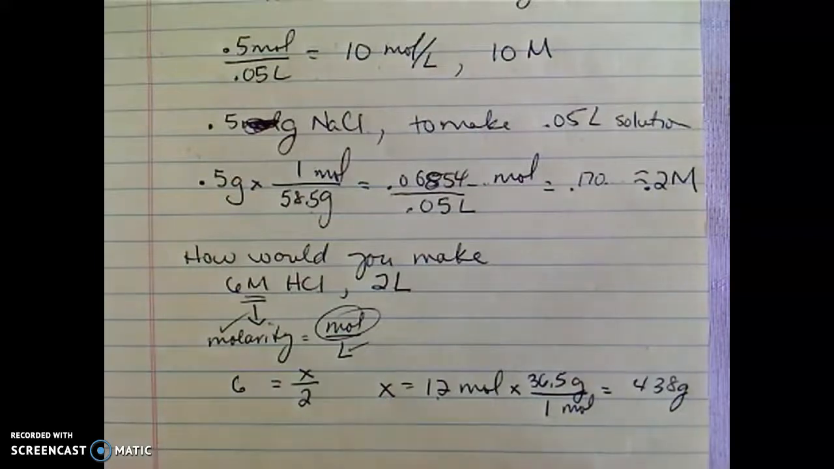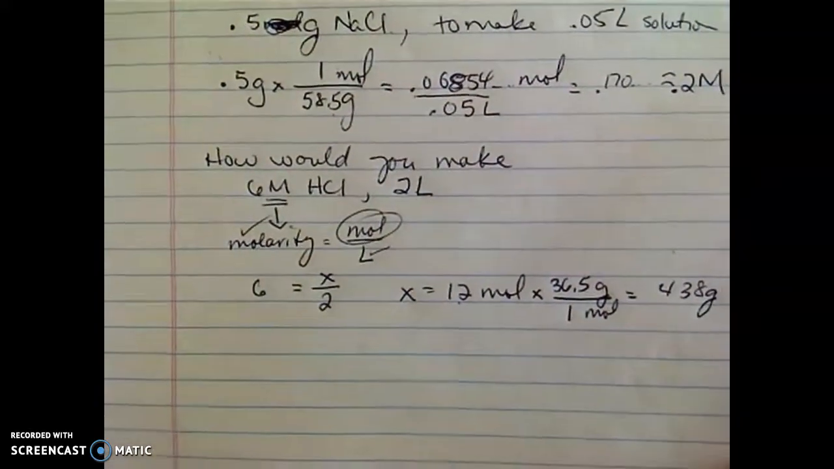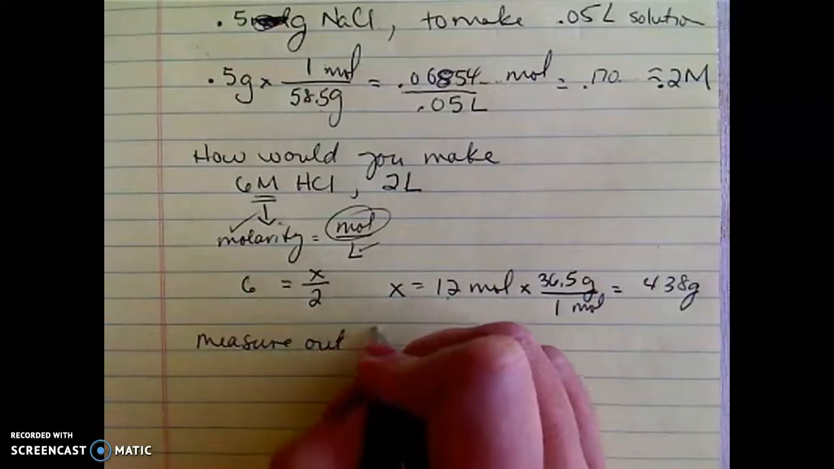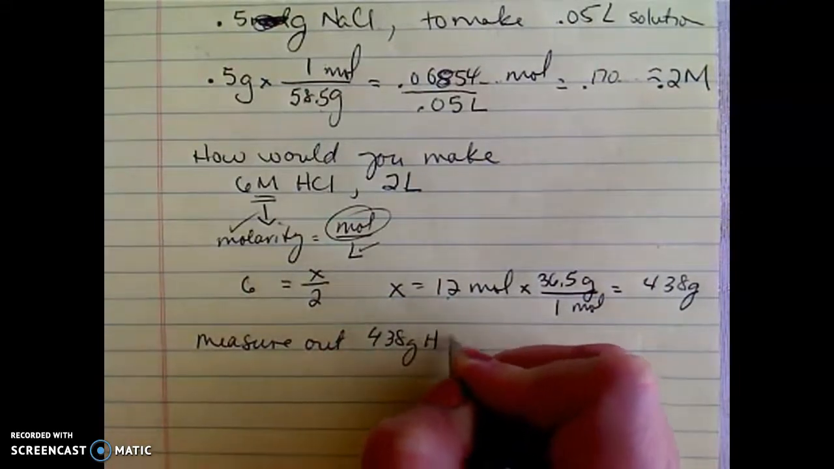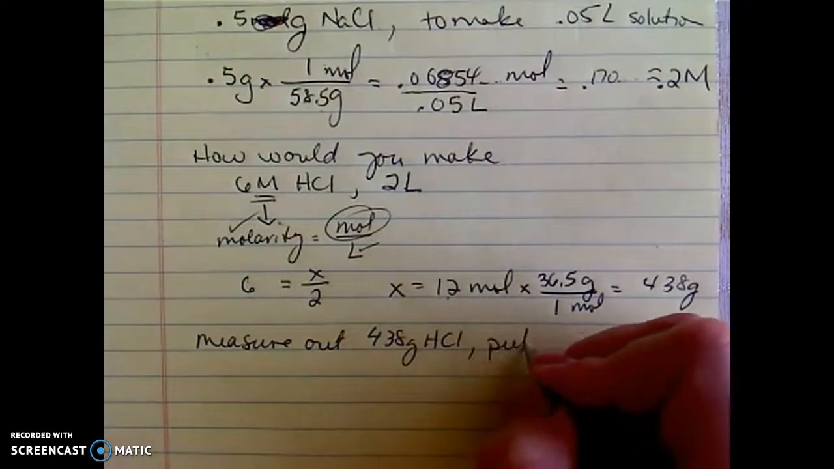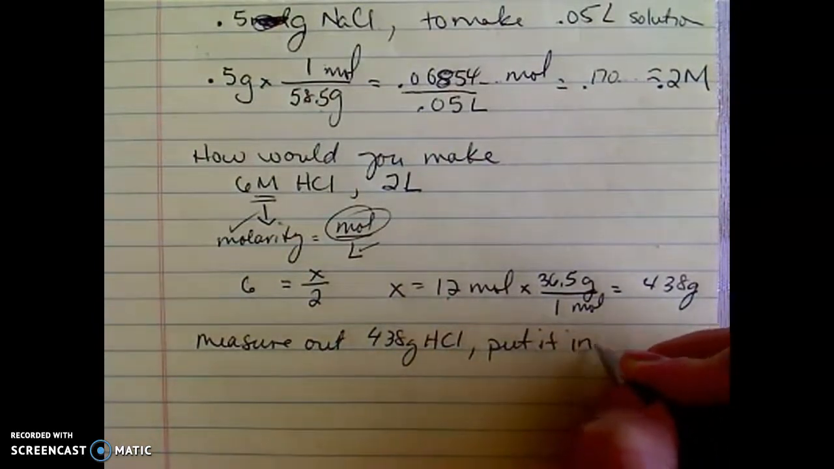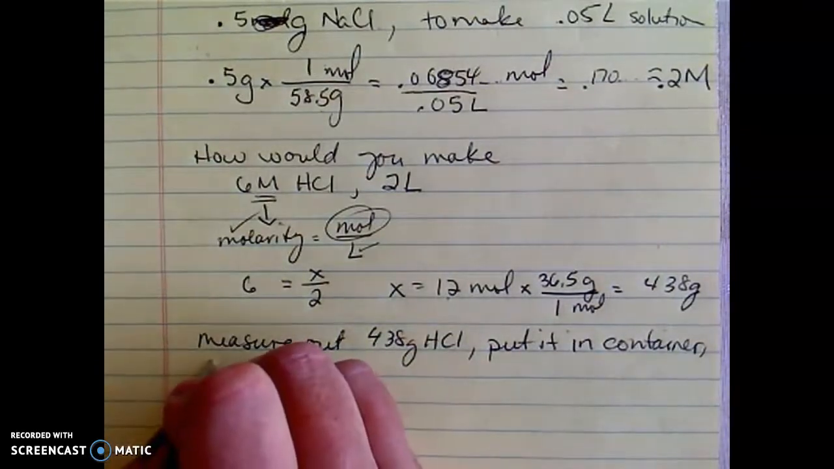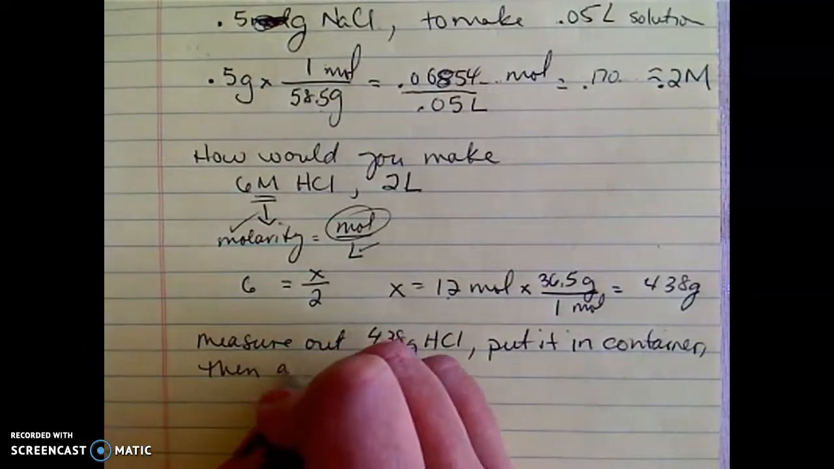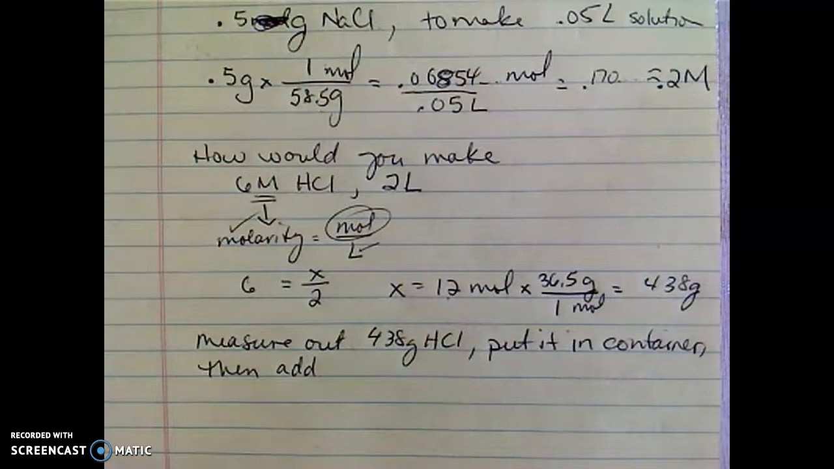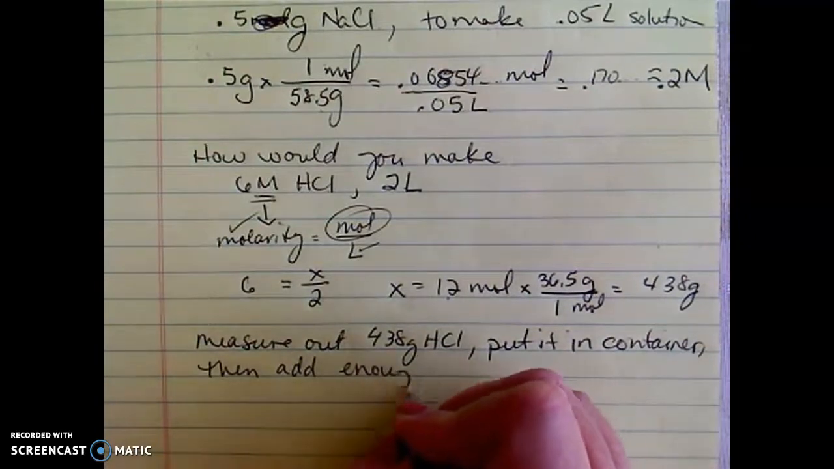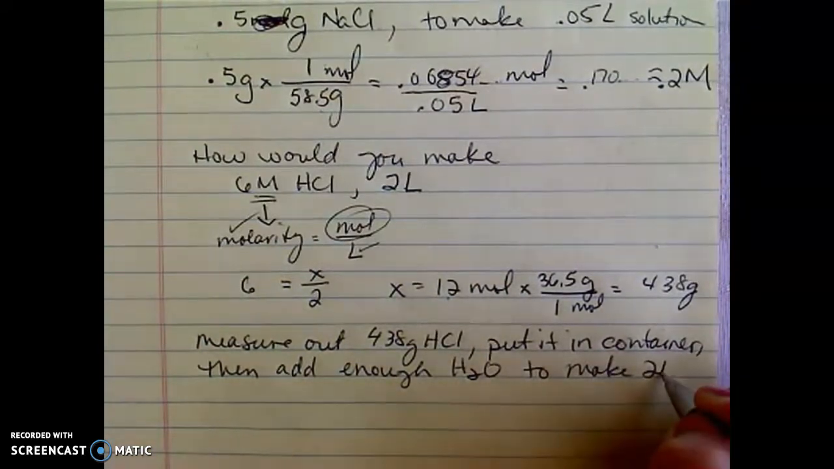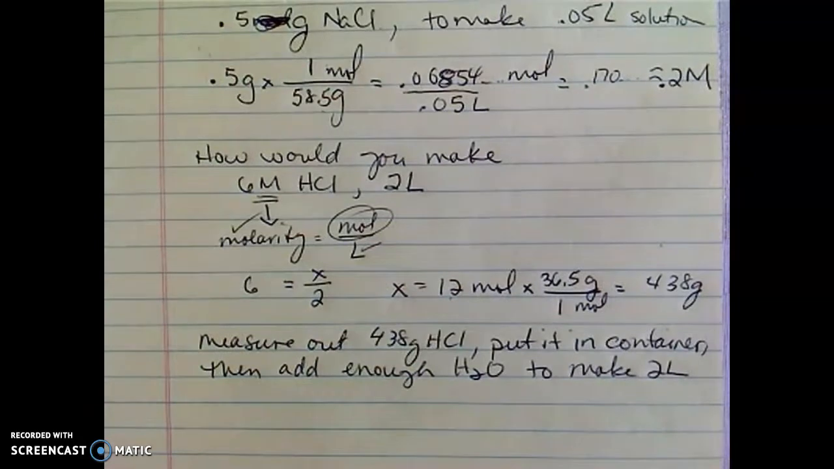So how do I make this then? Well, you're going to go back into the lab and you're going to measure out 438 grams of HCl. Put it in the container. And then you're going to add the water. How much water? You're going to add enough water to make 2 liters. Adding just enough to make 2 liters.